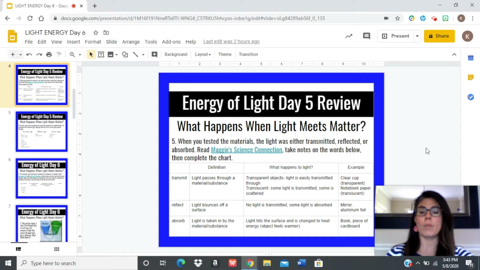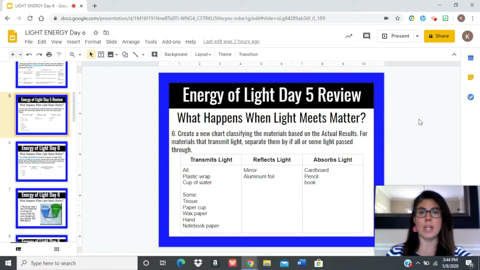The definition for absorb is light is taken in by the material or substance. Light hits the surface and is changed to heat energy, and you know that because the object feels warmer. An example of an object that absorbed the light was the book and a piece of cardboard.